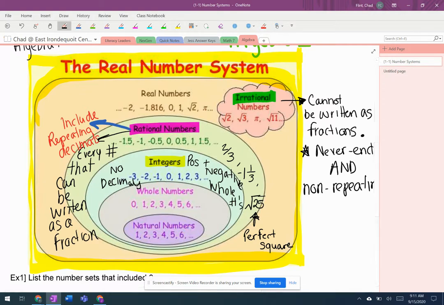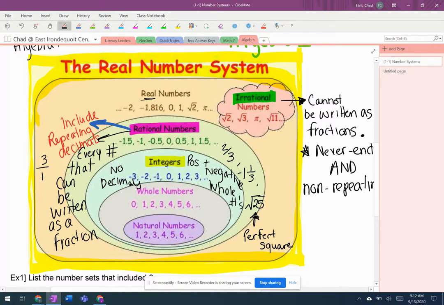And then in the integers, every number that is an integer, every positive or negative whole number, is also considered a rational number. Because remember, I can take any whole number like 3 and turn that into a fraction by putting it over 1. And every rational number is also a real number.